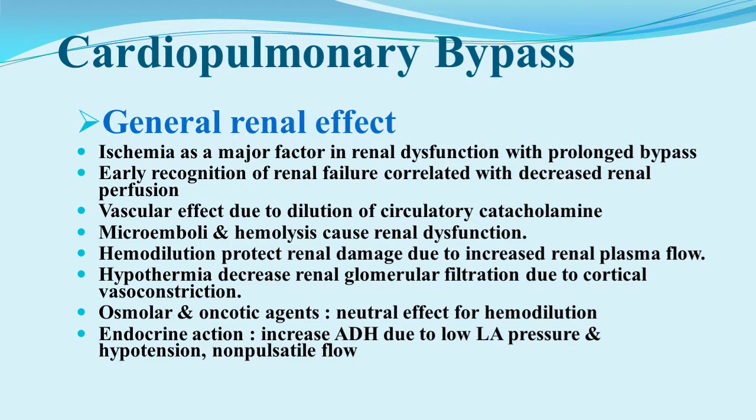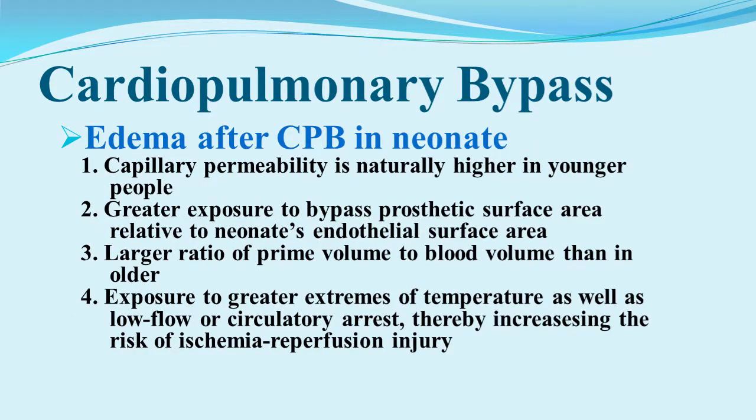Microemboli and hemolysis can cause renal dysfunction. Hemodilution protects against renal damage due to increased renal plasma blood flow. Hypothermia decreases renal glomerular filtration due to cortical vasoconstriction, osmolar and oncotic agents, neural effects of hemodilution, and endocrine action: increased ADH due to low LA pressure, hypotension, and non-pulsatile blood flow.